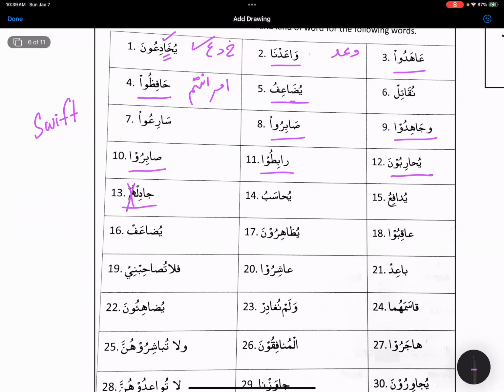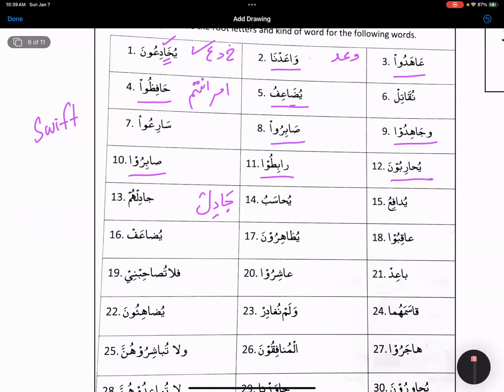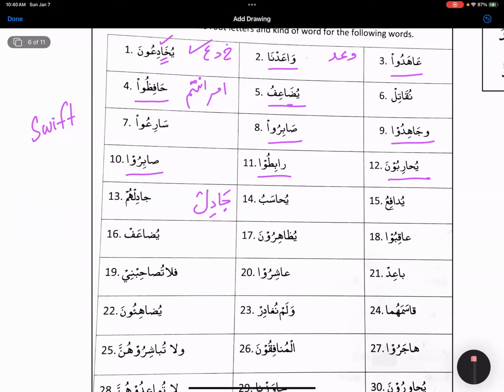So focus on Jadil. Now tell me what is the siga? That's Amar. And the fail is anta. Anta, Amar. So you argue, and now we can have hum. So you argue them. Jadilhum.